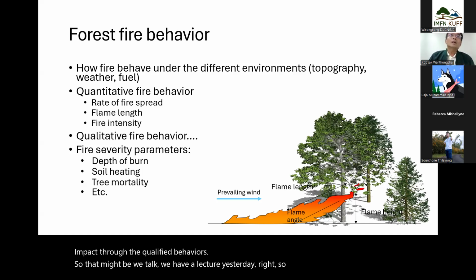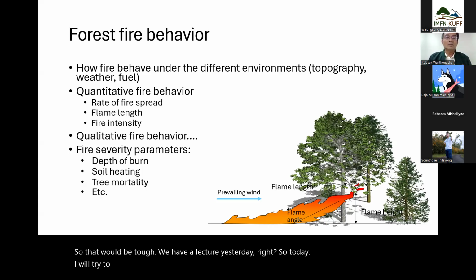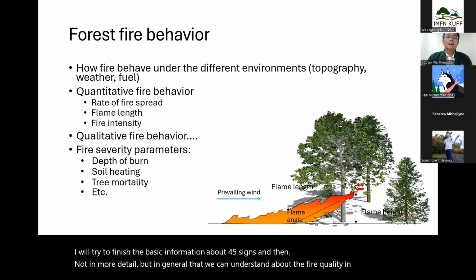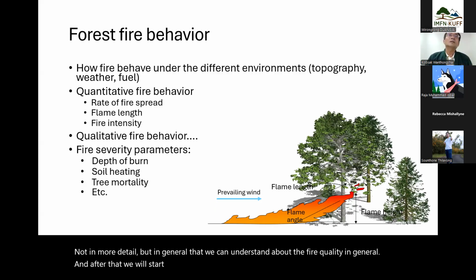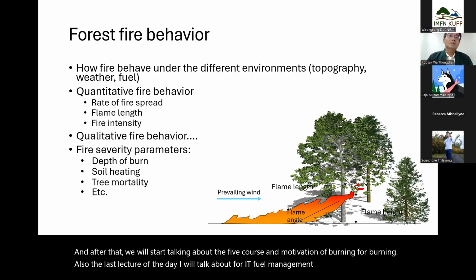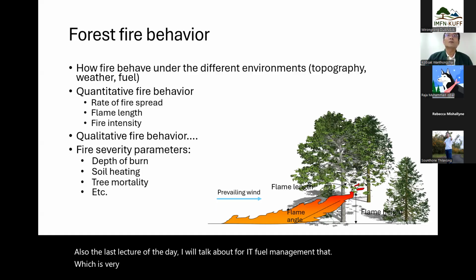So today, I will try to finish the basic information about forest fire science, and then fire ecology, not in more detail, but in general, so that we can understand fire ecology. After that, we will start talking about fire causes and the motivation of burning, right? And the last lecture of the day, I will talk about forest fuel management, which is a very important thing for forest fire management. Okay, let's start.